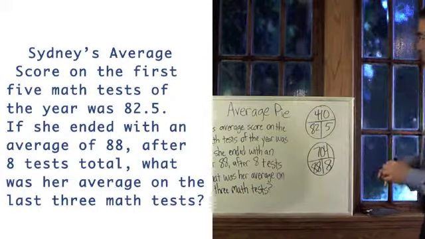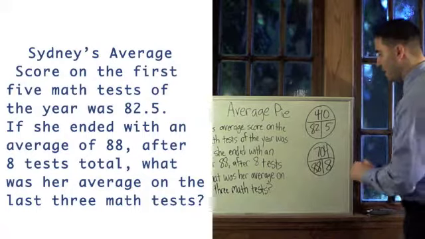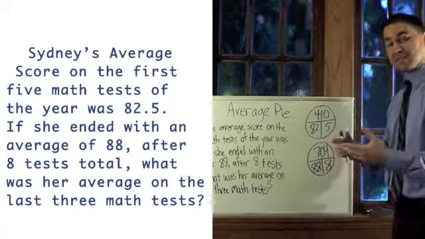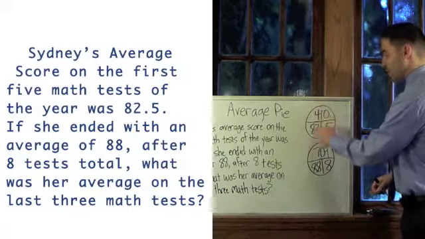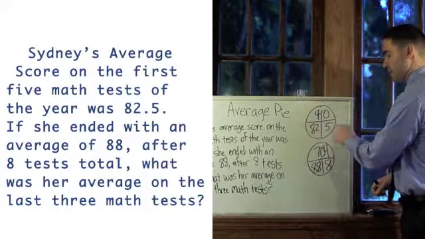Now, here's where it gets really cool. What you can do with average pies is you can always add or subtract as necessary in the problem, either the sum or the number of things.